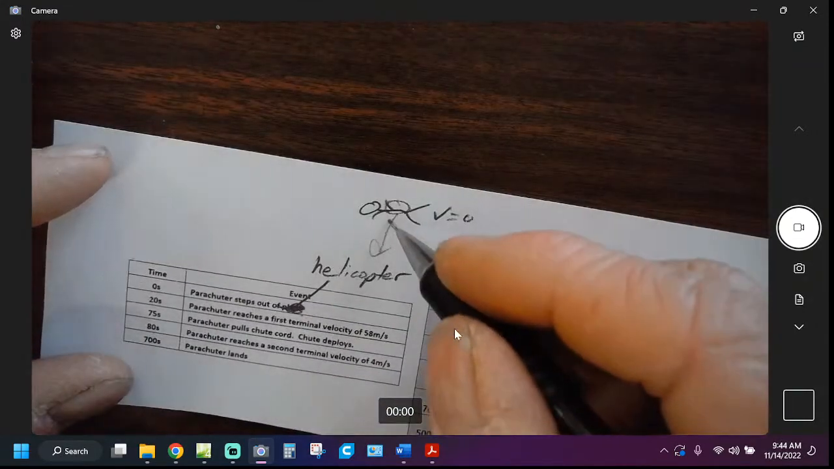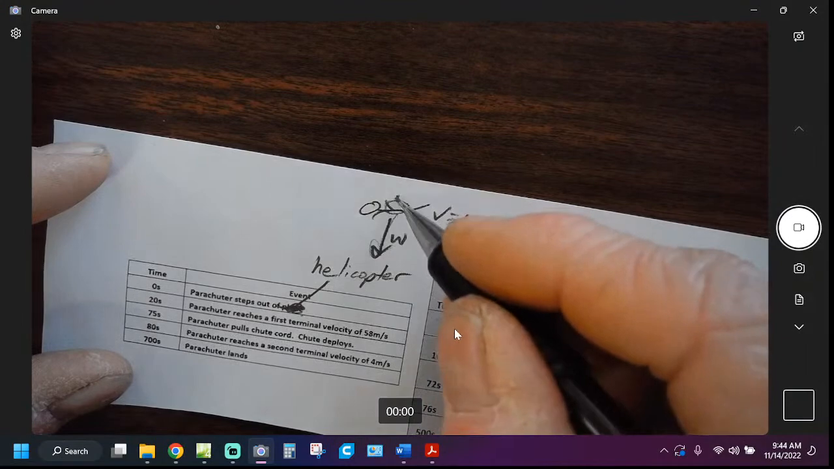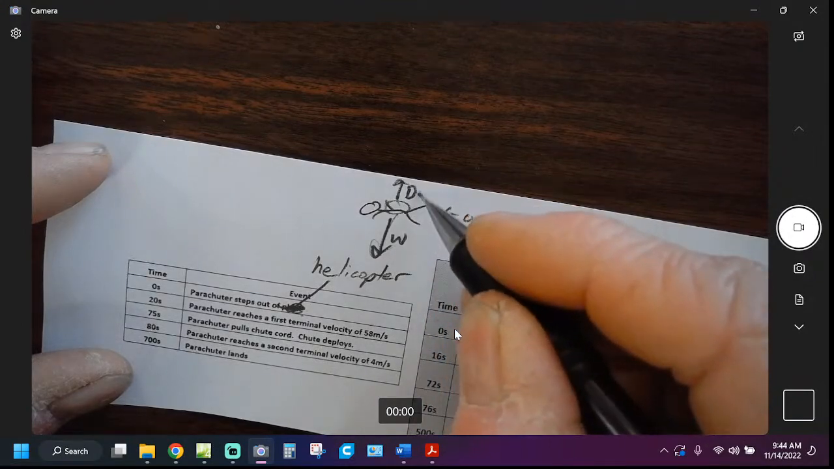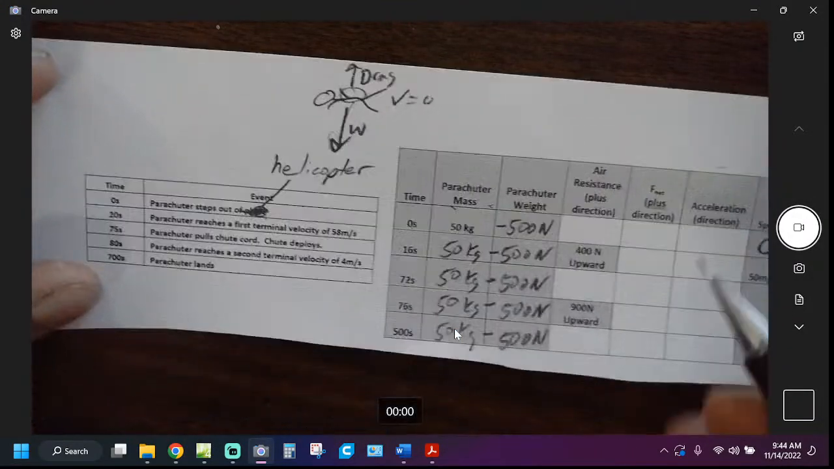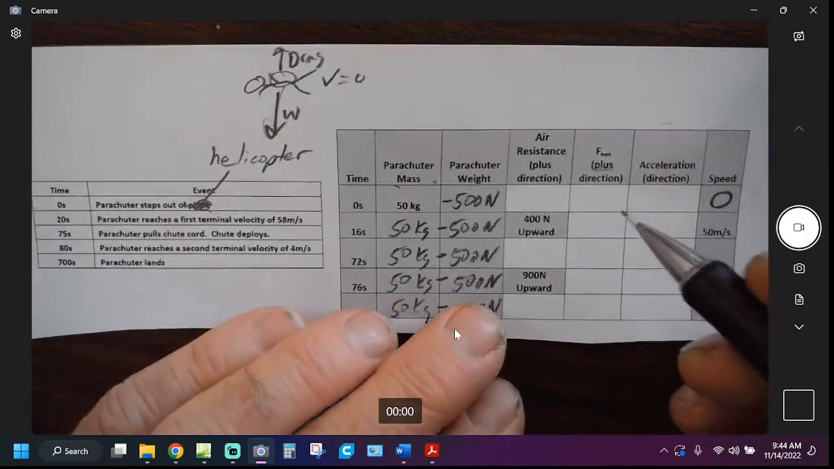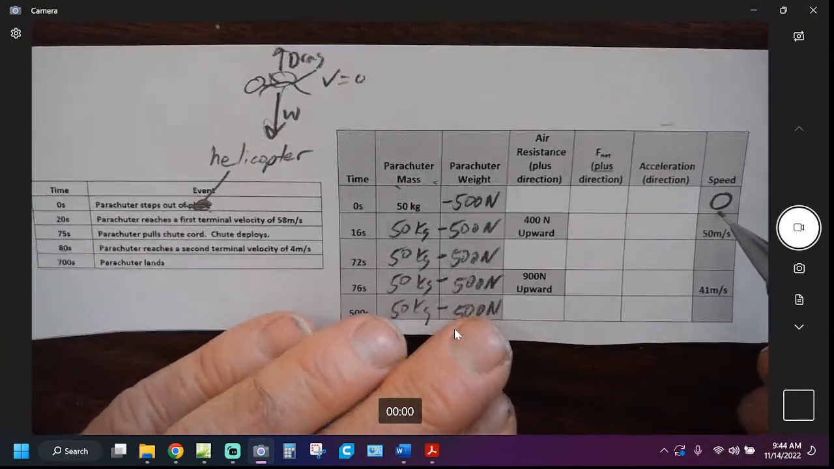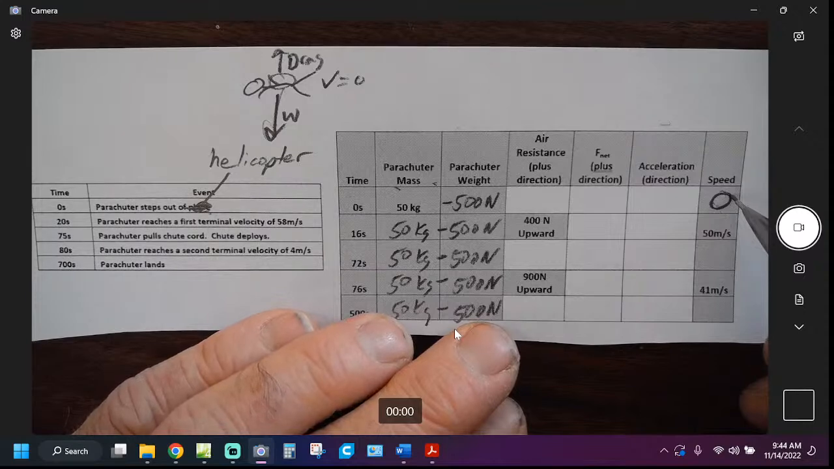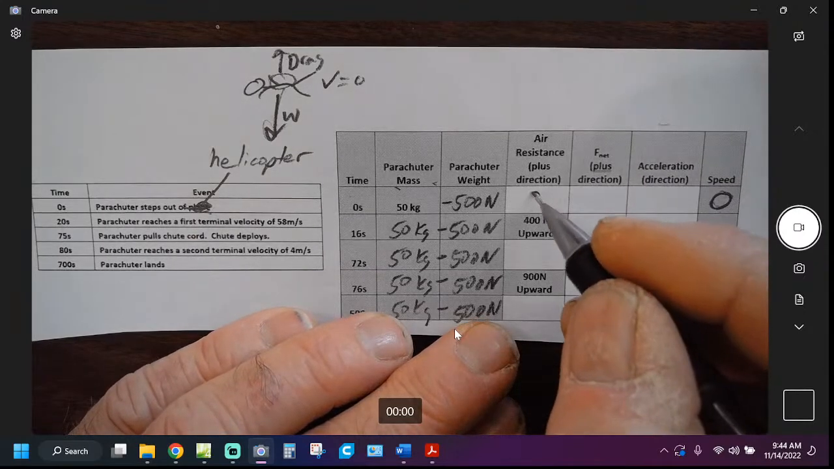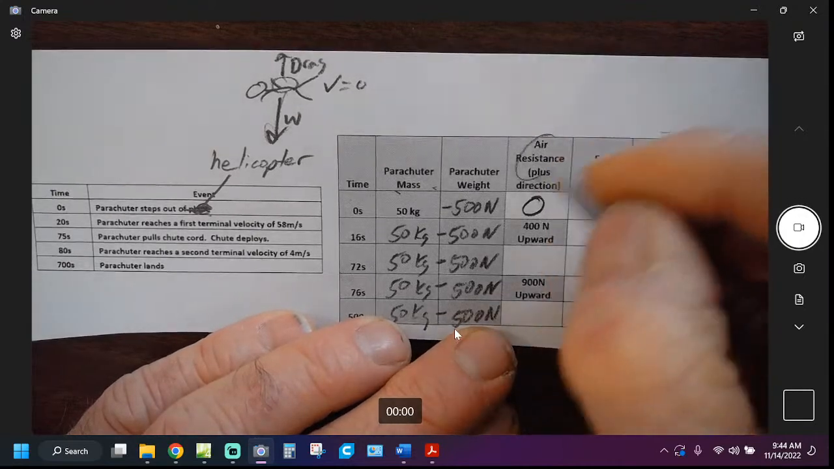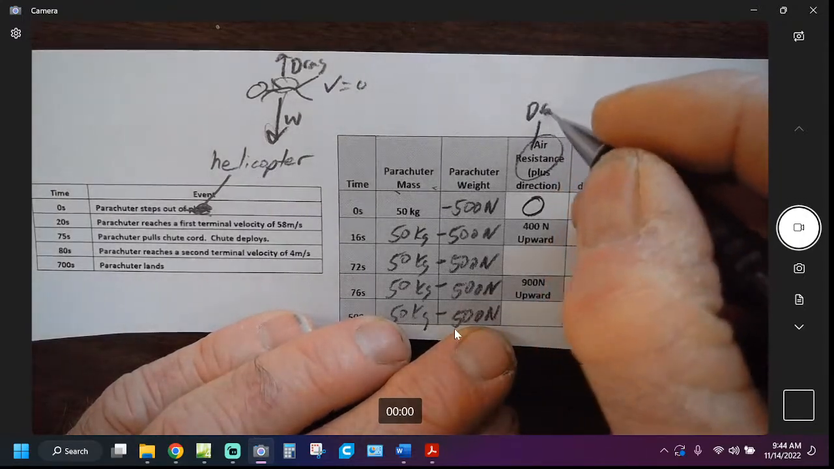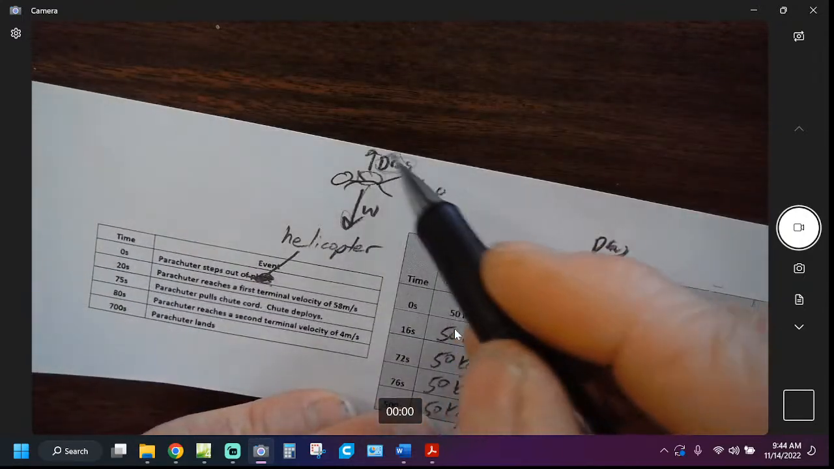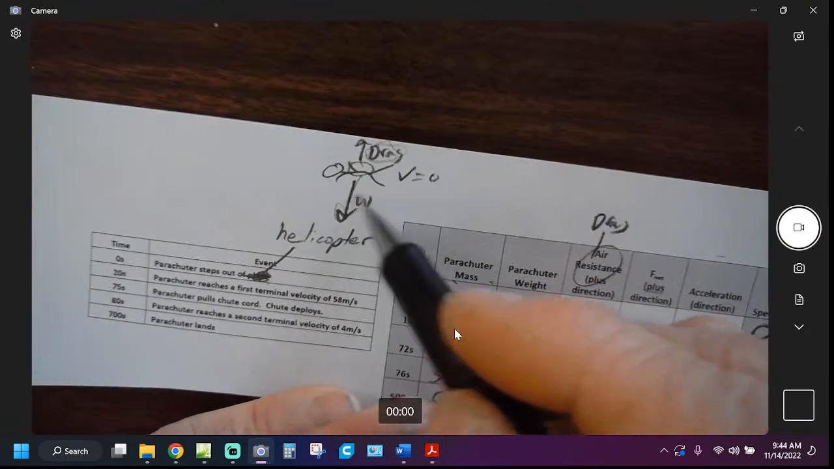So there are two forces acting on the skydiver. There's weight, and then there's drag, or air resistance, going the other way. All right, this first one, if there's 0 speed, then how fast is the air moving past the person? 0. So there's 0 air resistance. So this, which could also be called drag, is 0. So we don't have any force. This is the only force.